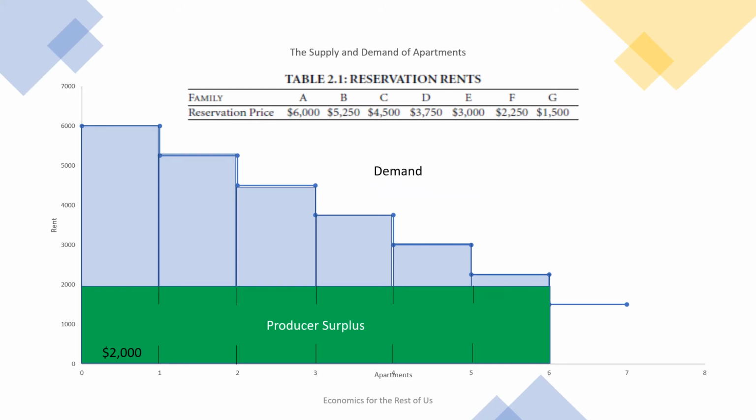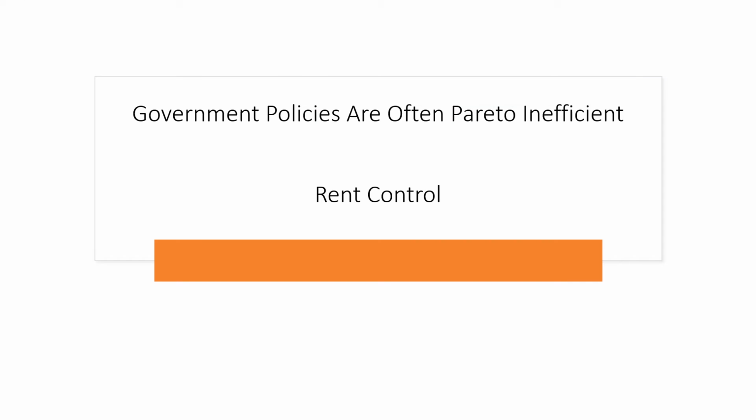The producer surplus is the difference between the revenue the seller receives, which is equal to the price, minus the cost of production. In our example, the cost to the landlords is 0, so the producer surplus is $2,000 per apartment. Now that we know what consumer and producer surpluses are, we are ready to tackle Pareto efficiency.